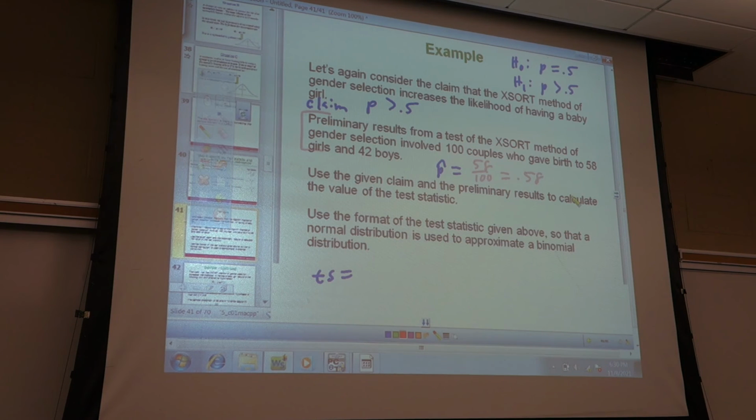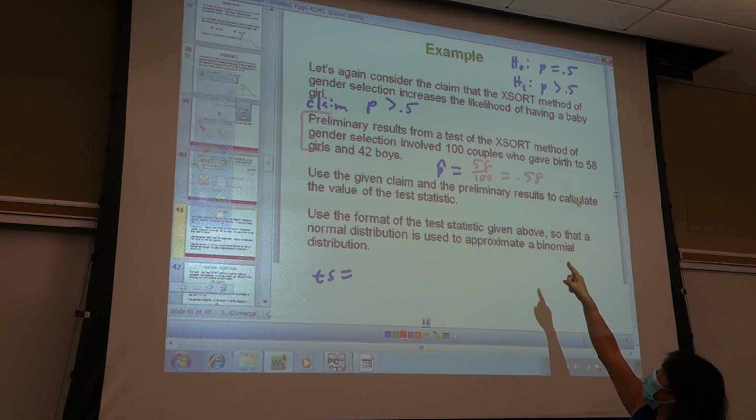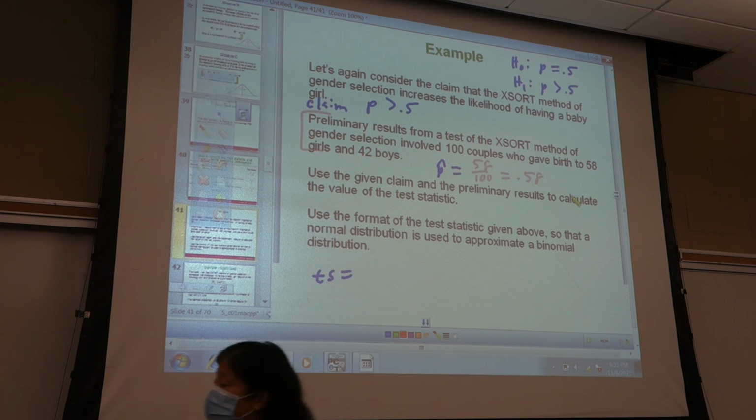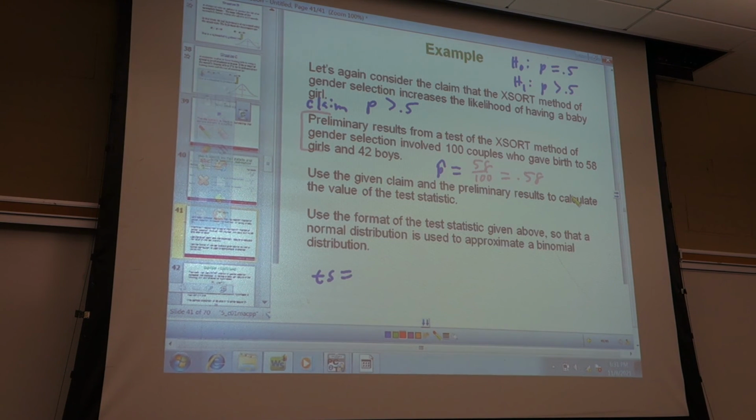How do I know which one's P hat and which one's P? The claim. The claim is always your P, P naught, or your mu naught. Everybody on board? Your mu, same thing as mu naught, P, same thing as P naught. That's always going to be whatever is in your claim. My sample is going to be what I actually got from my results. So my test stat is going to be my P hat minus my P, over the square root of PQ over N.